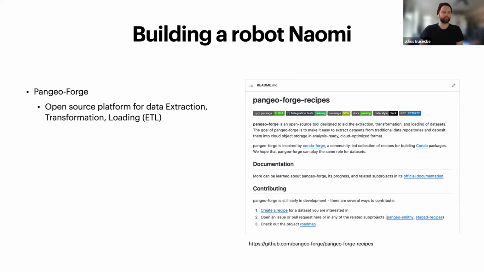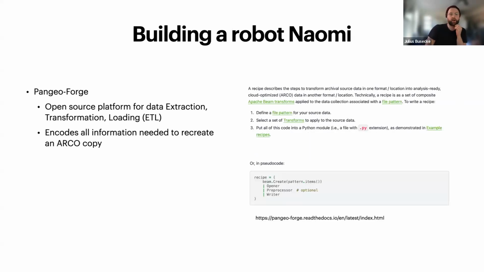Yeah, so Pangeo Forge, really quickly only, is an ETL tool that encodes all the logic needed to create an ARCO copy of a data set in a so-called feedstock. The core component of the feedstock is a .py file that contains one or more so-called recipes. This is shown here in pseudocode, just a sequence of transforms starting with downloadable URLs to files. And if you want to know more about that, definitely head over to the docs.